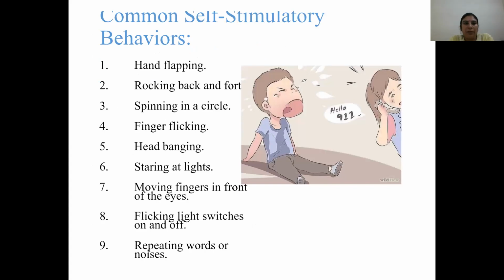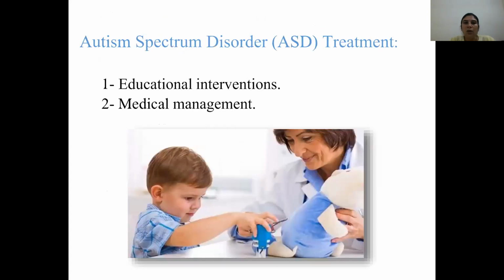Common self-stimulatory behaviors: hand flapping, rocking back and forth, spinning in a circle, finger flicking, head banging, staring at lights, moving fingers in front of the eyes, clicking light switches on and off, repeating words or noises. Autism spectrum disorder treatment. First is educational intervention and medical management.